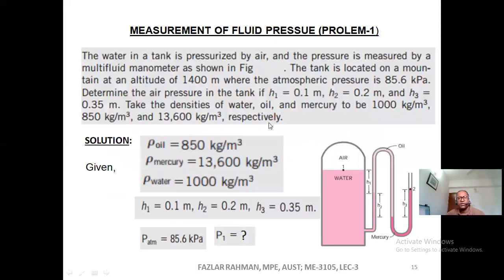Okay, we'll solve a problem. So does anyone have any question? Anyone? No? No, sir. Okay. So we can proceed, right? Okay, let's solve the problem.